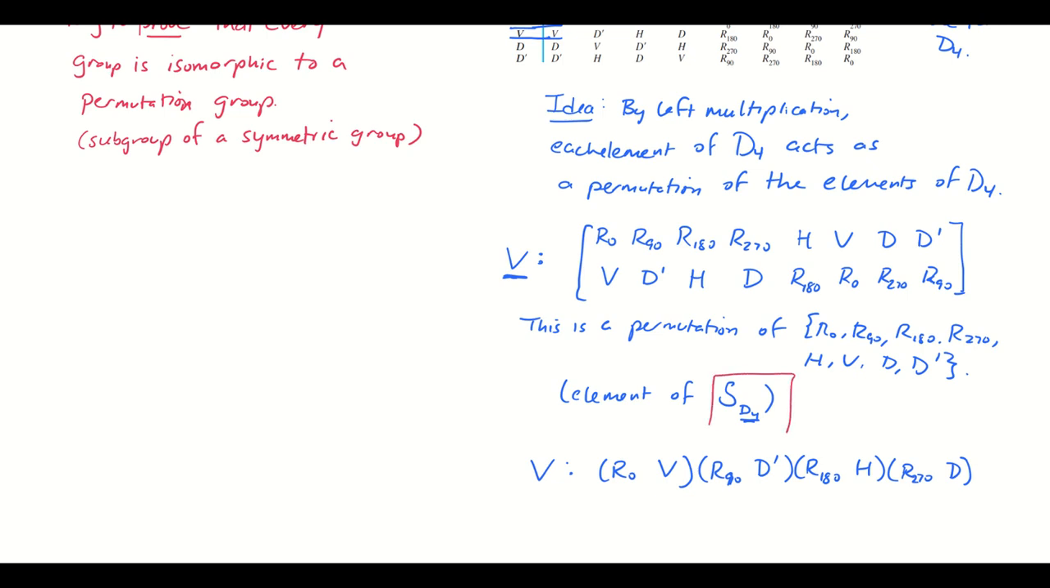S sub D4, this is a symmetric group on 8 elements. So its order would be 8 factorial, which I think is 40,320 if I remember correctly. So we have 8 elements here that we're multiplying on the left by, so we're not going to get 40,000 permutations out of this, obviously. We're only going to get 8 special permutations, but those permutations, I claim, will be a subgroup of S sub D4. And that's part of what we're going to prove in this video.